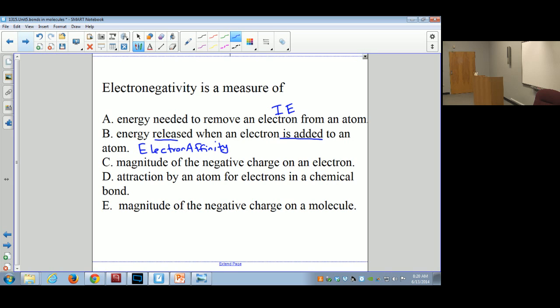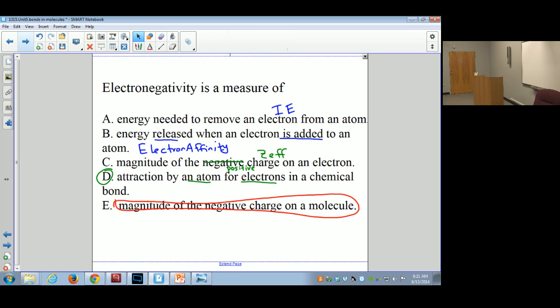C is the magnitude of the negative charge of an electron. I'm not really totally sure what that means. So I think that's just nonsensical, although I could consider, for example, if this was a positive instead of negative, that could be how much charge the atom feels, and that would be the Z effective, the number of protons it actually feels. The magnitude of a negative charge on a molecule. I don't know what that means at all. So that leaves only the attraction by an atom for electrons in a chemical bond. That's electronegativity.